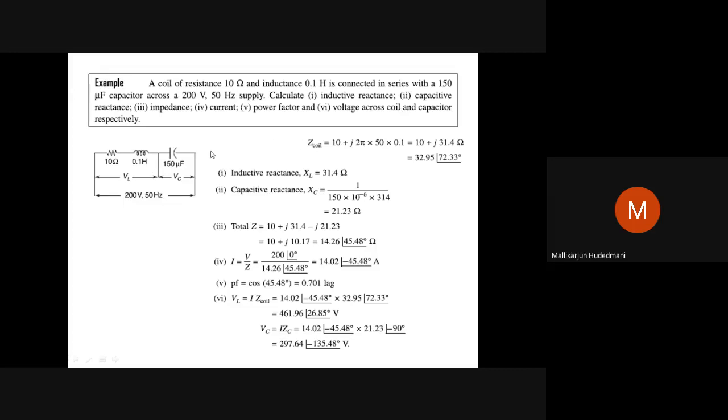Now, what is asked here? The question is inductive reactance XL is required, XC is required, impedance of the total circuit is required, power factor is required, and current is required. It's very simple. Let us go ahead with the first approach. Let me take the first line here.